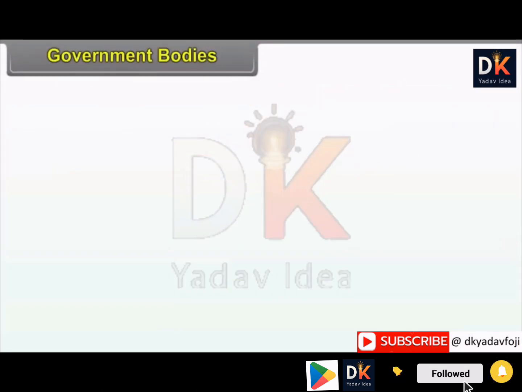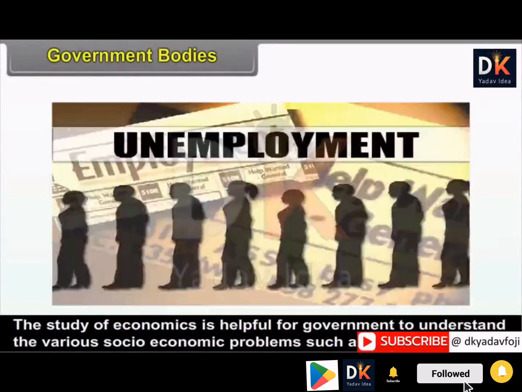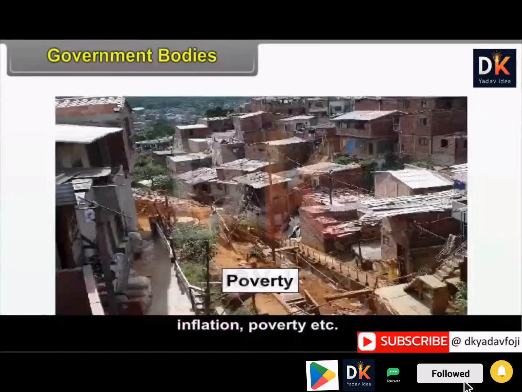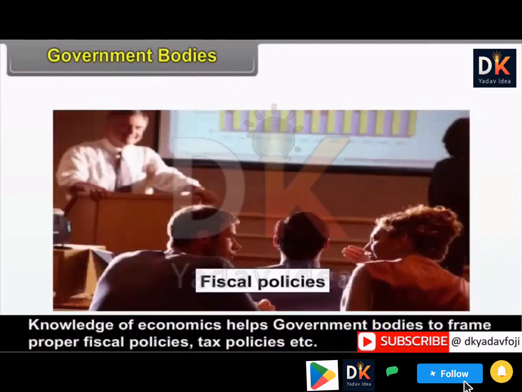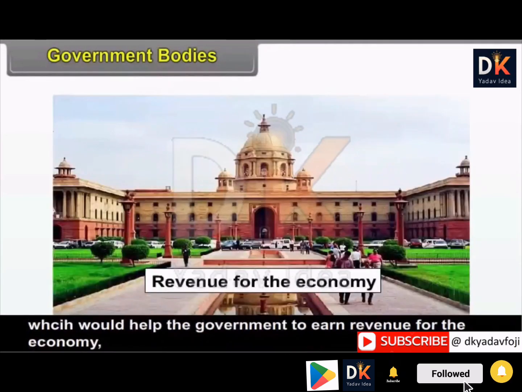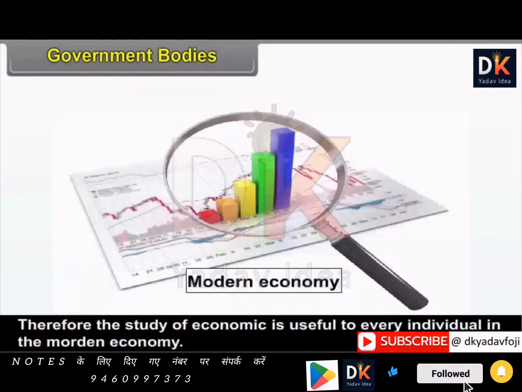Government bodies. The study of economics is helpful for the government to understand the various socio-economic problems such as unemployment, inflation, poverty, etc. Knowledge of economics helps government bodies to frame proper fiscal policies, tax policies, etc., which would help the government to earn revenue for the economy. For example, the graph below explains the growth rate of the mobile market in India. Therefore, the study of economics is useful to every individual in the modern economy.